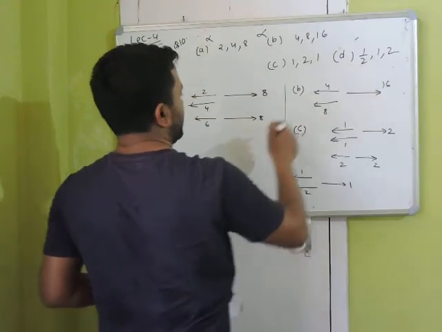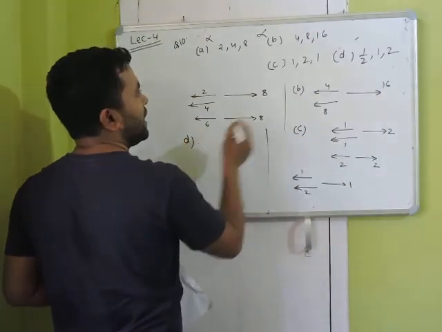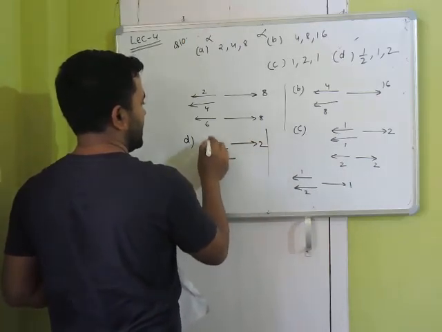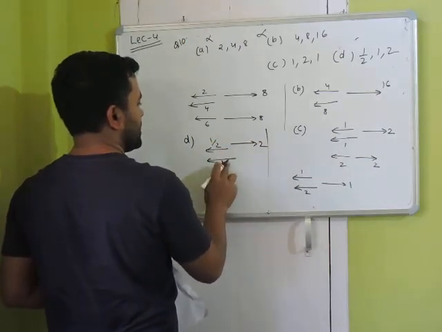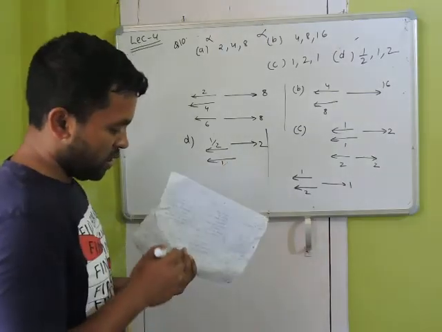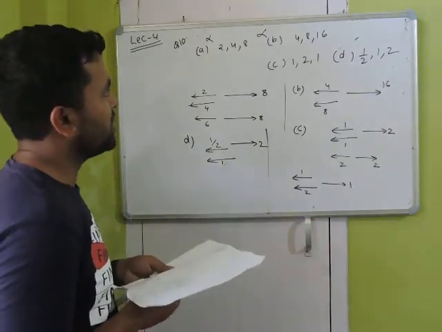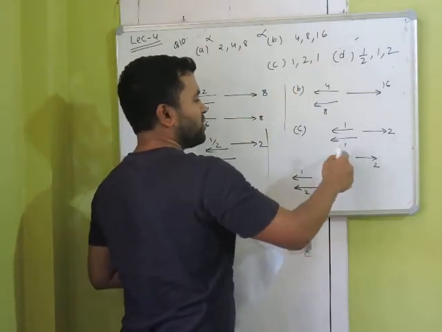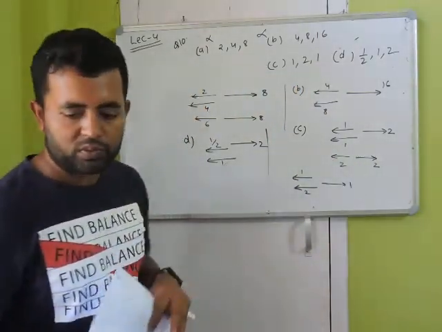For D part, again I am taking, let us say 2, half, and 1 is acting along this direction. You can see that this will not add up to 0. Fine. So out of all the combinations, one combination will be this, which might give you 0.